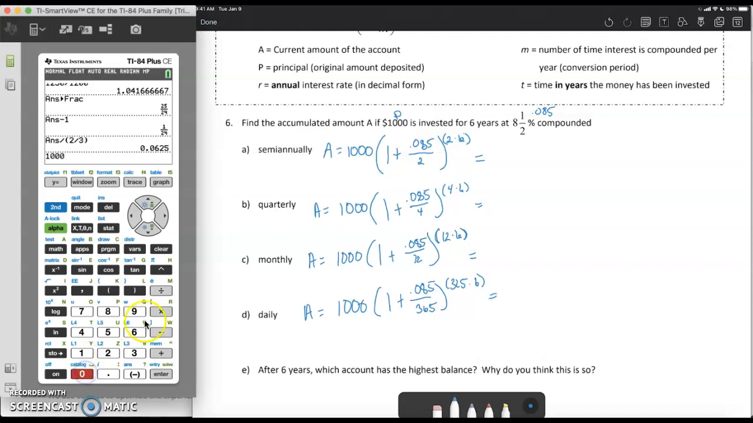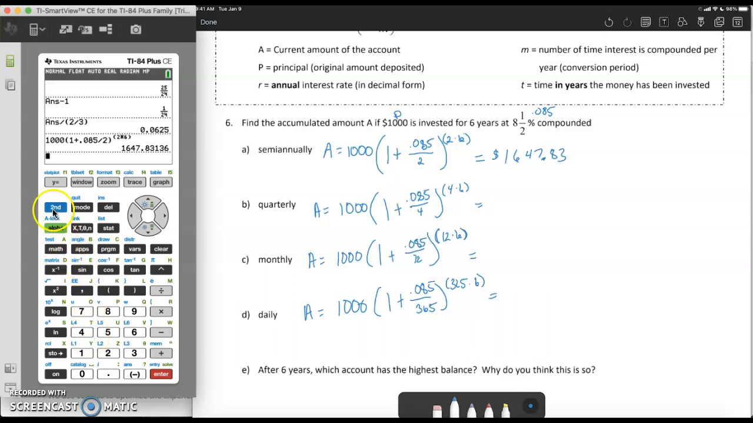So I can type in, for the first one, 1,000 parentheses 1 plus 0.085 over 2 to the, and you do need parentheses, to the 2 times 6, unless you're just going to type 12 there. If you just want to type 12, you can just type 12 with no parentheses. Okay, so on this one, it looks like the balance after the 6 years is $1,647.83. I'm going to round off to the nearest cent on these.